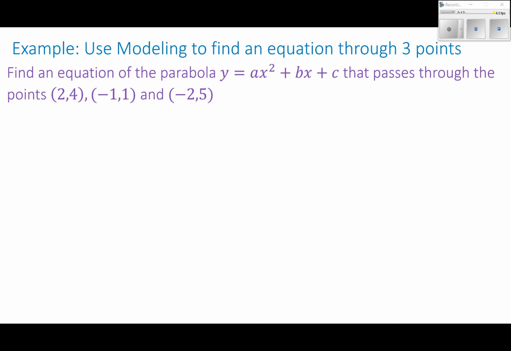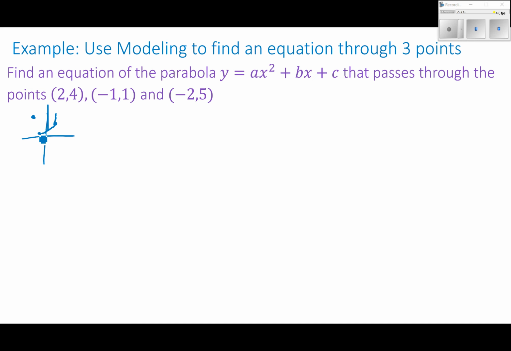Last one, find an equation of the parabola, in the form y equals x squared plus bx plus c, that passes through these points. So if I were to graph these points, 2, 4 would be right about here. Negative 1, 1 would be right about here. Negative 2, 5 would be up here.